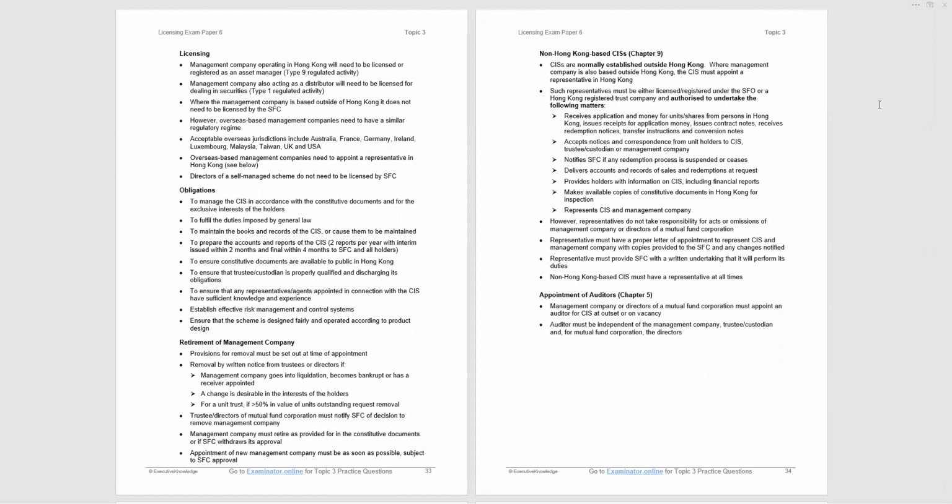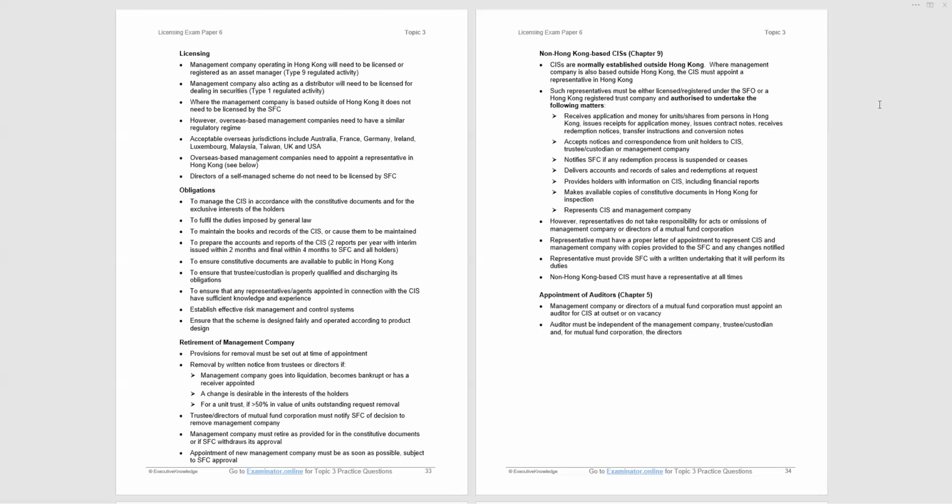If you distribute product that is not your own funds, then you will need to be Type 1 regulated as a dealer or a distributor of funds. Then it says for the management companies based outside Hong Kong, it does not need to be licensed by the SFC.